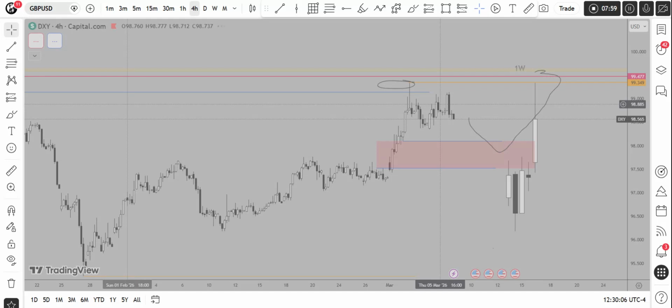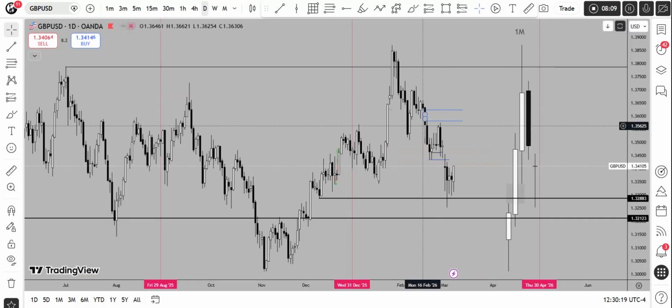So this would be it for the DXY, and then we will go to the GBP USD, which is currently the same structure as the Euro USD. But we have to watch that. So let's go to the GBP USD. So here is the GBP USD.